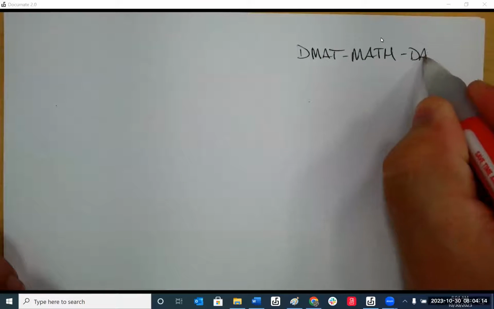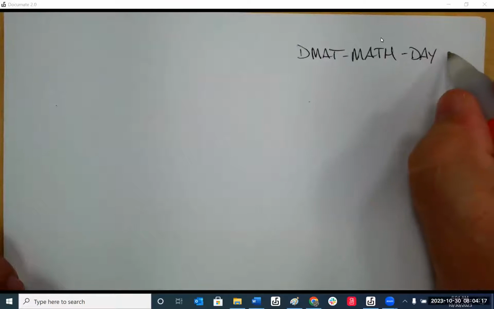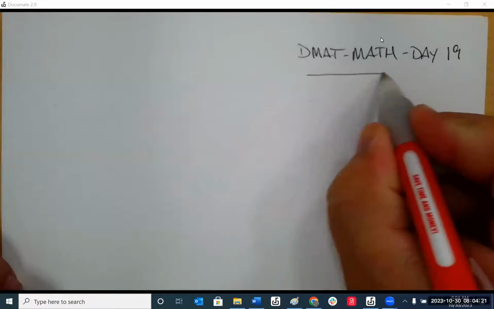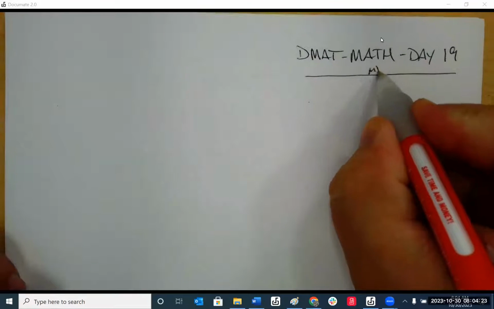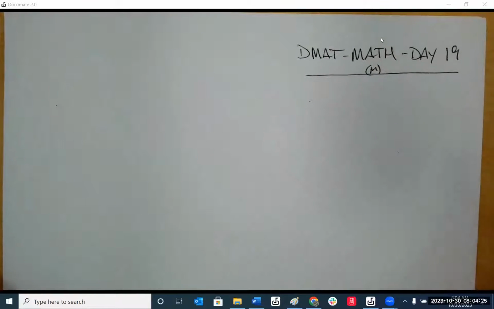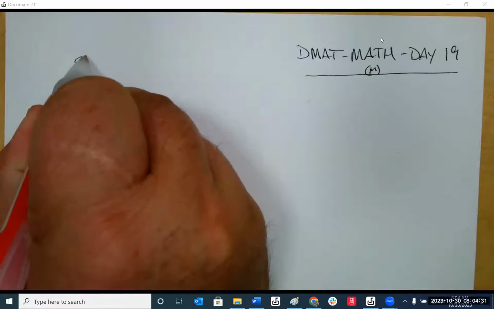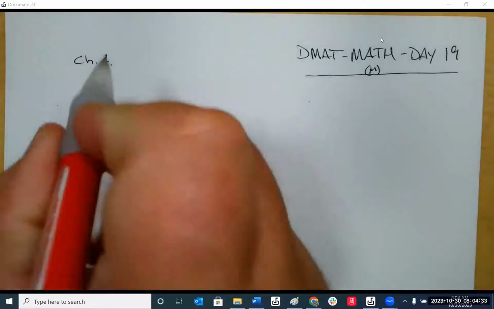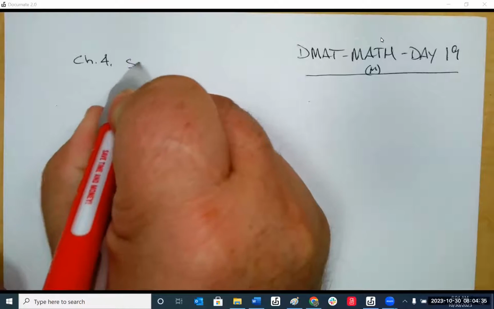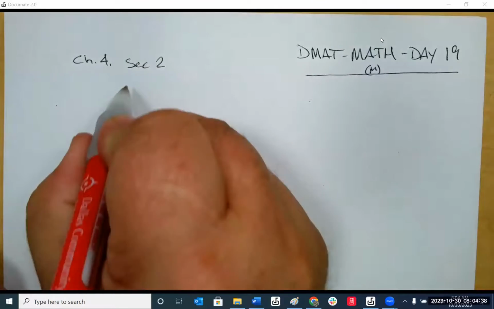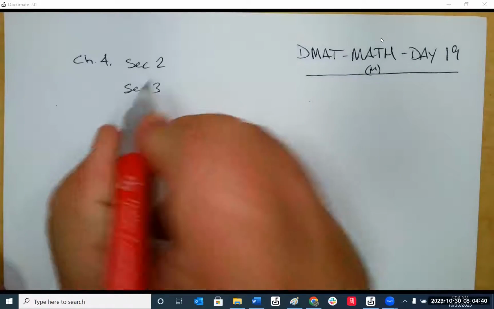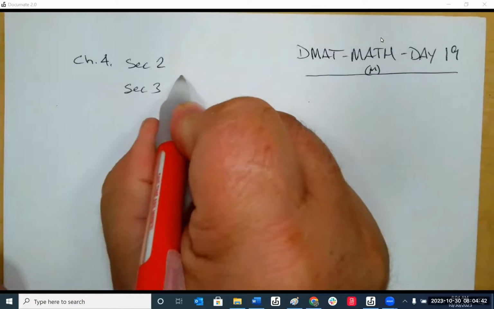This is day 19, in the 10th week, which means we only have 5.5 weeks left. Today we're going to look at chapter 4, section 2 and section 3 examples.